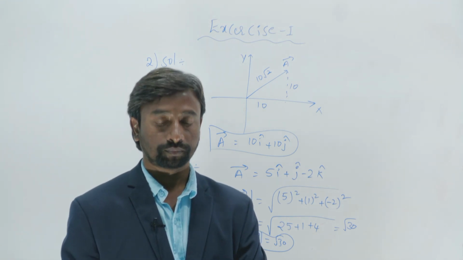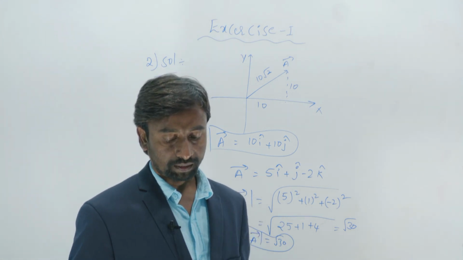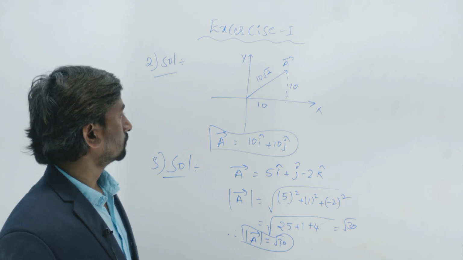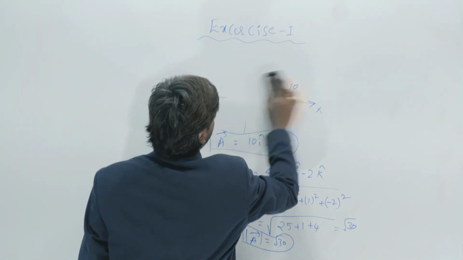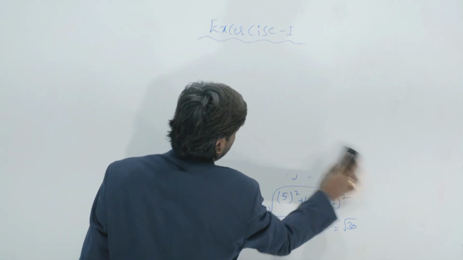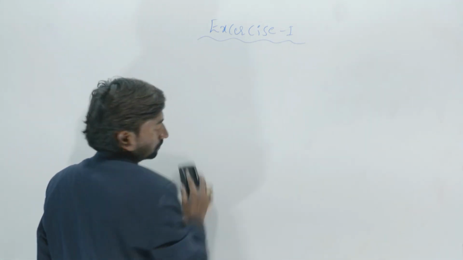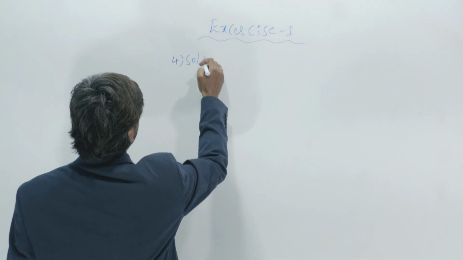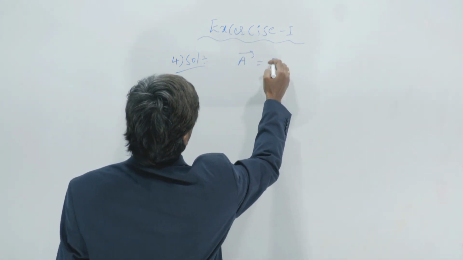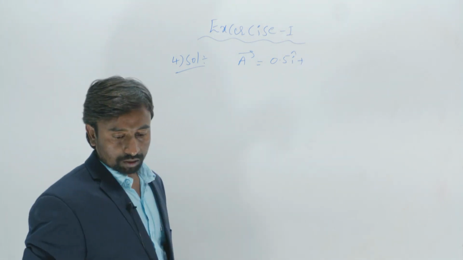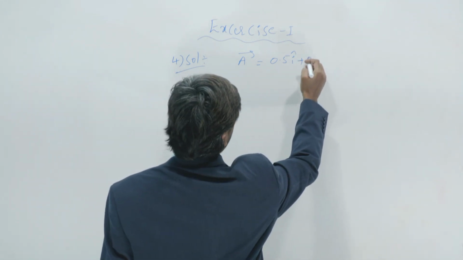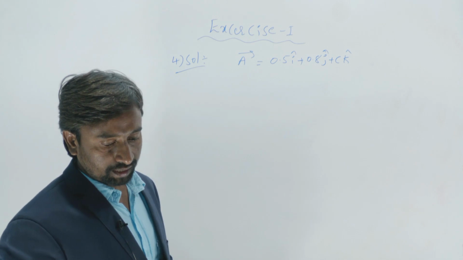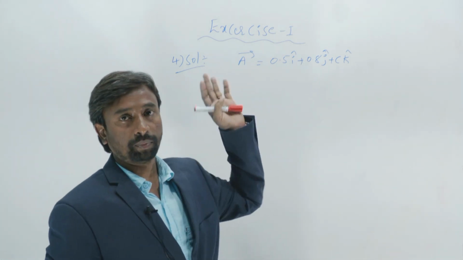So next, fourth one. If a vector is represented by 0.5 i cap plus 0.8 j cap plus c k cap, then the value of c is. Okay, fourth problem. Fourth solution. A bar is given here as 0.5 i cap plus 0.8 j cap plus c k cap. They are saying the unit vector is represented by this vector. So A bar is a unit vector.